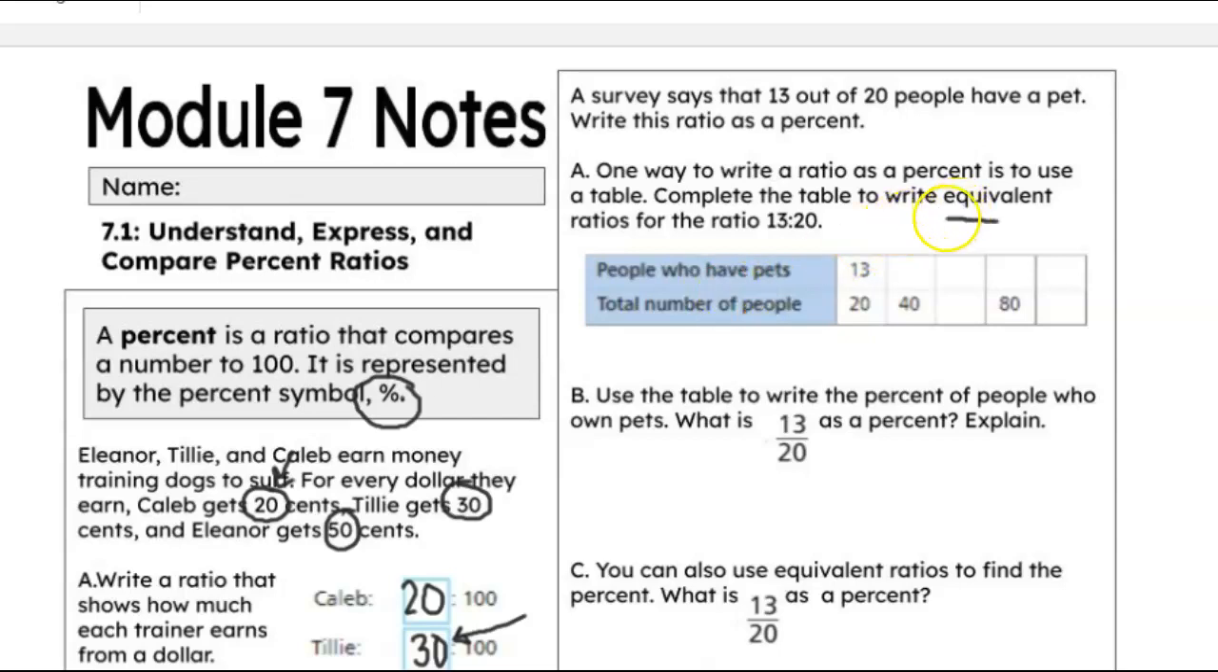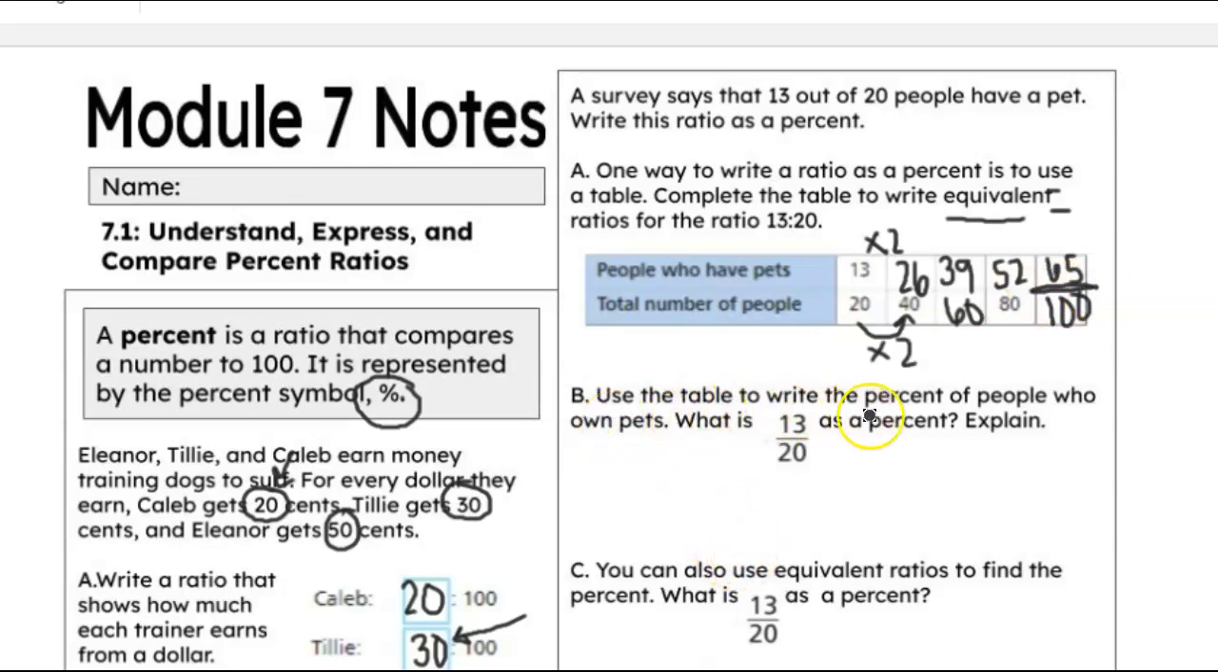When we do equivalent, that means they need to be equal. So remember to get from 20 to 40, we multiply by 2. We multiply by 2 there. We're going to do the same thing up here. So we get 26. Okay, so we have 20, 40, 60, 80, 100. And up here, we'd count by 13. So 13, 26, 39, 52, and then 65. So 65 out of 100.